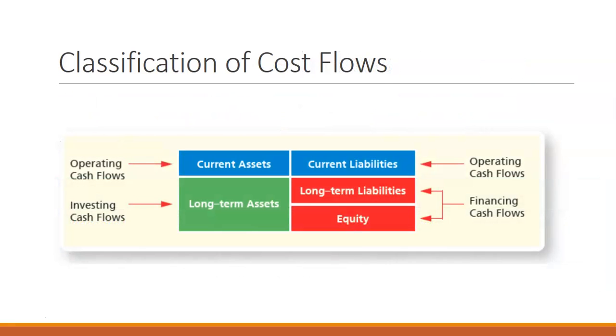So when we break down our balance sheet, current assets and current liabilities go in the operating section of a statement of cash flows. Long-term assets, which are property, plant, equipment, and intangible assets, go in the investing section. And long-term liabilities and equity belong in the financing section of a statement of cash flows.